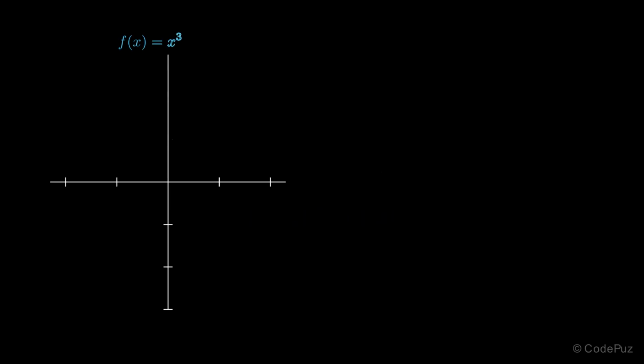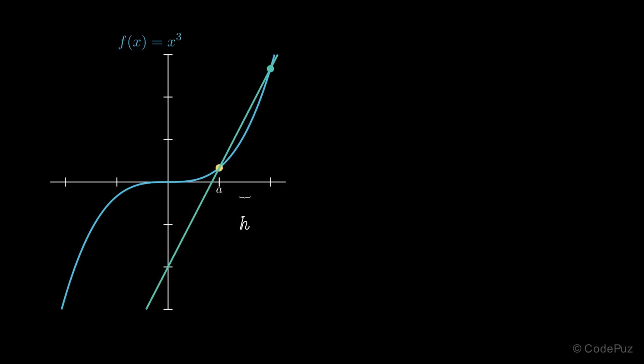How steep is a curve at a single point? That's a tricky question because slope needs 2 points, not one. So we start with an approximation. Pick a point on x cubed, then a second point a small distance h away, and draw the line joining them. It's close, but not exact. The real insight is watching what it becomes as h shrinks.